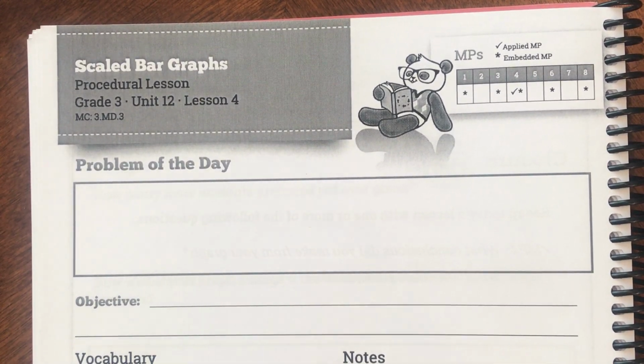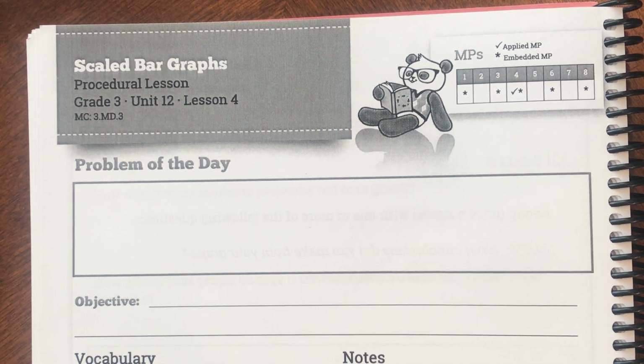Good morning, third graders. Today we are on page 223 of your student journal, and we are just going to be continuing with what we were doing yesterday. So we're going to be working more on our scaled bar graphs.